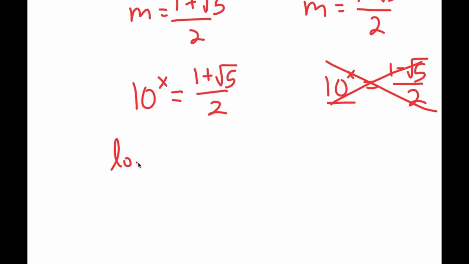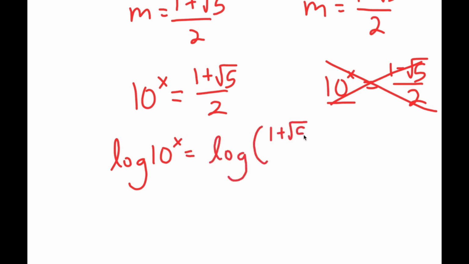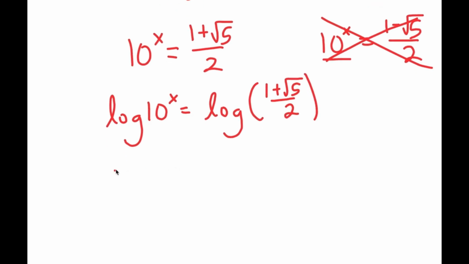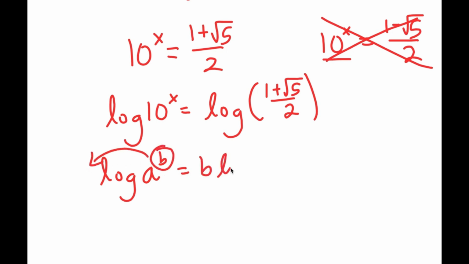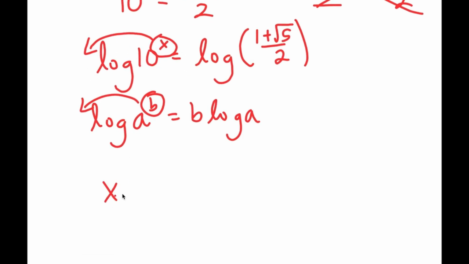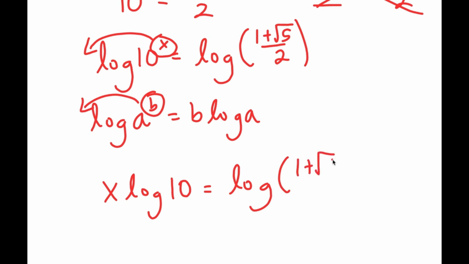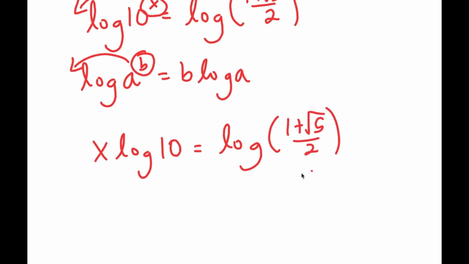And to solve this, I'm going to take the log on both sides. So I get log 10 to the power of x is equal to log of 1 plus the square root of 5 over 2. And if I have something in the form log a to the power of b, I can move the exponent b to the front, so this turns into b times log a. So now I have log 10 to the power of x, which I can move x to the front, so I get x times log 10 is equal to log of 1 plus the square root of 5 over 2.